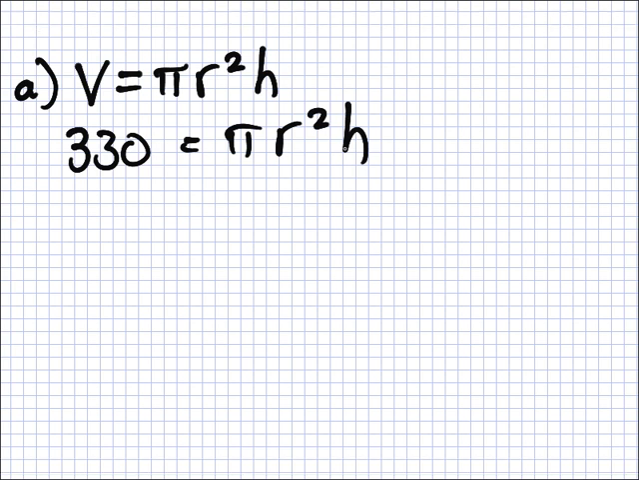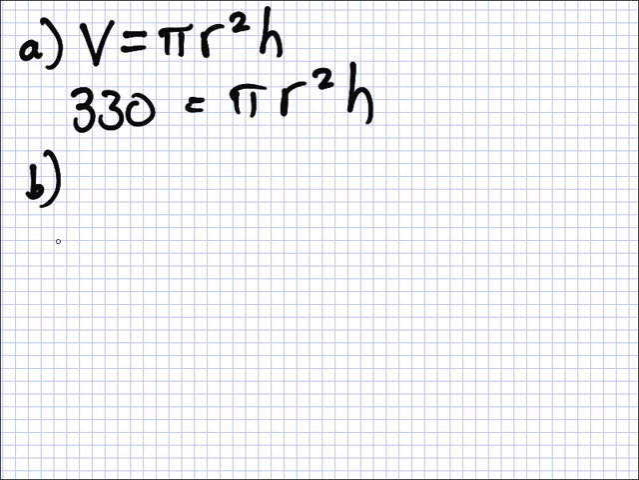You see, this is called the constraint equation because the r and the h are constrained to obey this equation, meaning that you can't have any r or any h. You have to choose an r and an h so that you get a volume of 330. So you're not unlimited in your choice of r and h. There are some restrictions on it. So this is called the constraint equation.